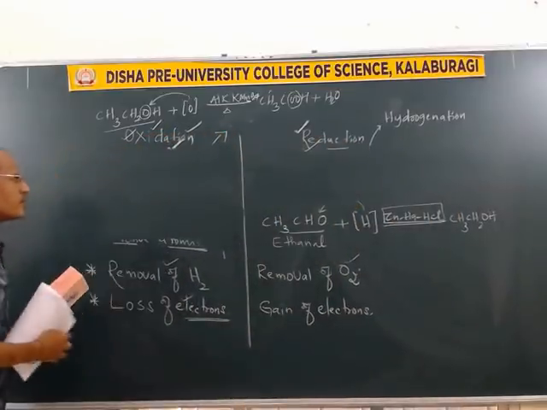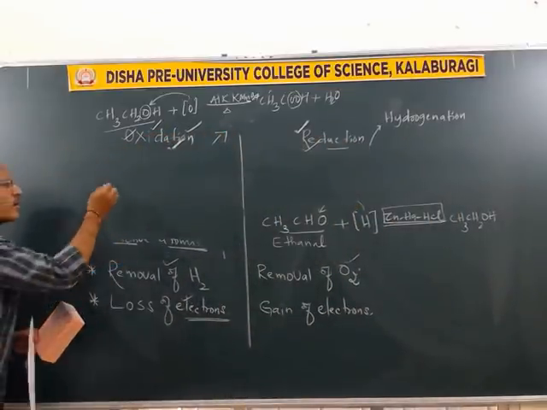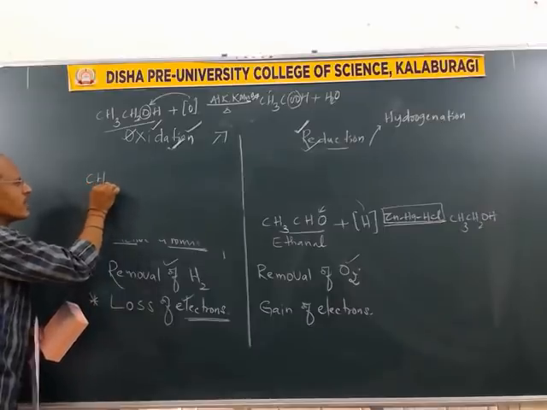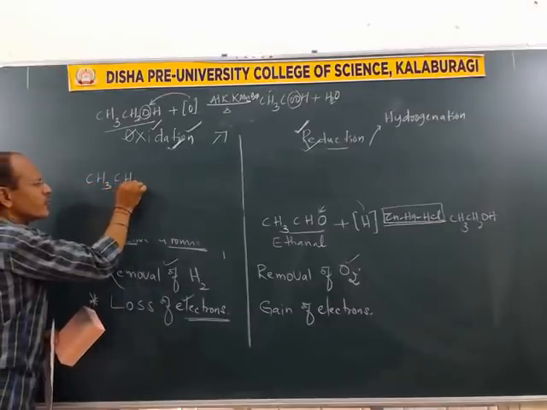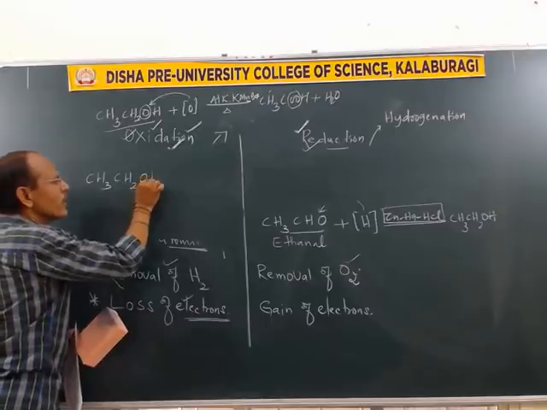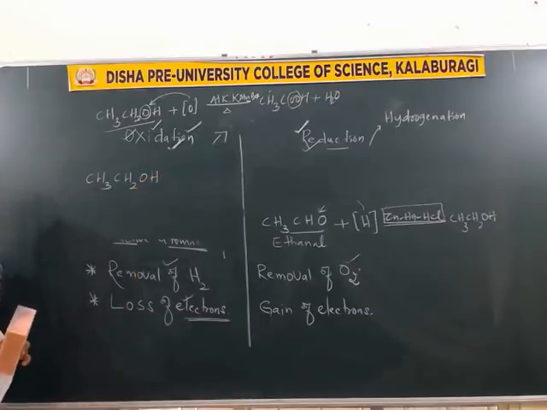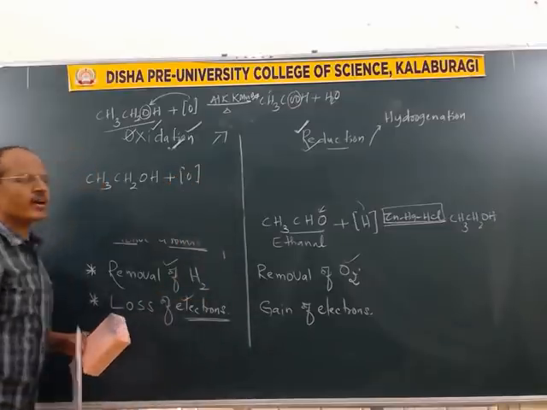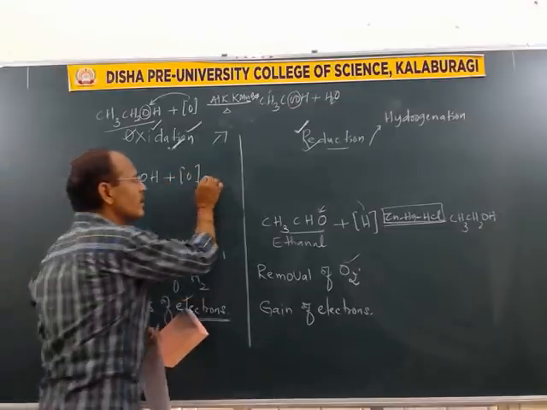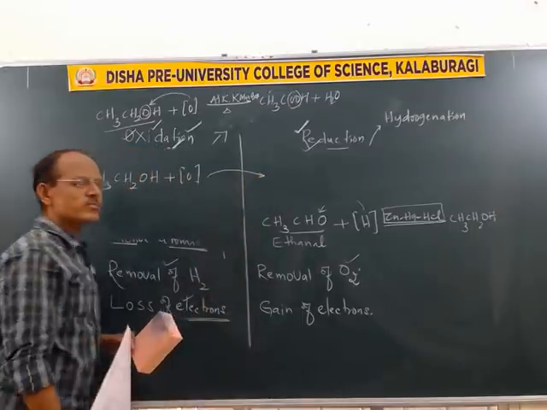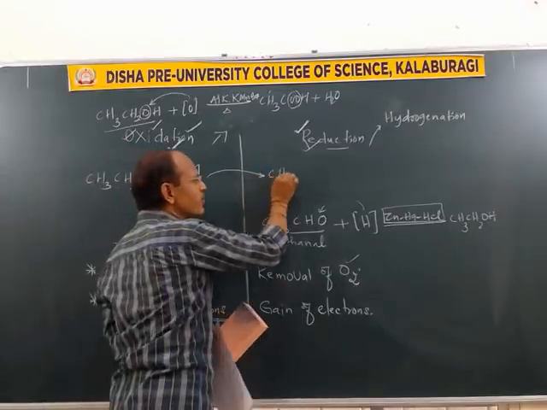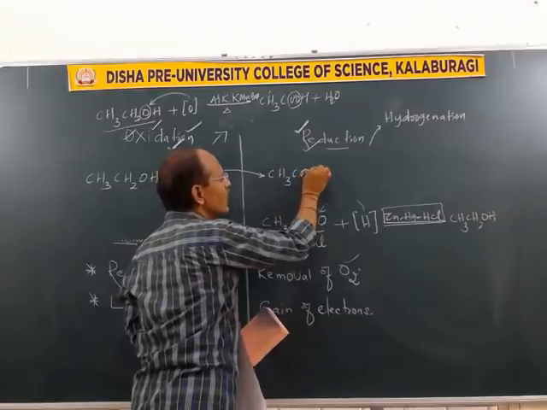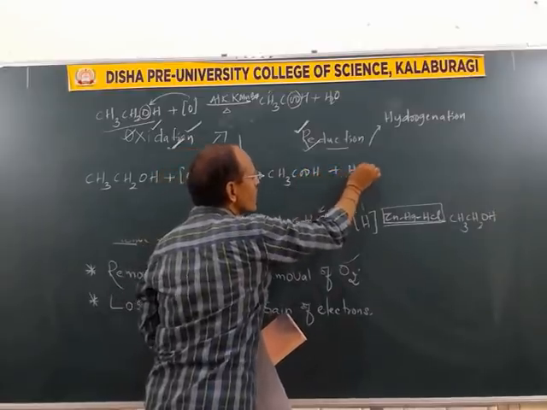Look at the second example. CH3CH2OH plus O. Again I will write the same reaction, explaining it in another way. I am getting the same product, CH3COOH plus H2O.